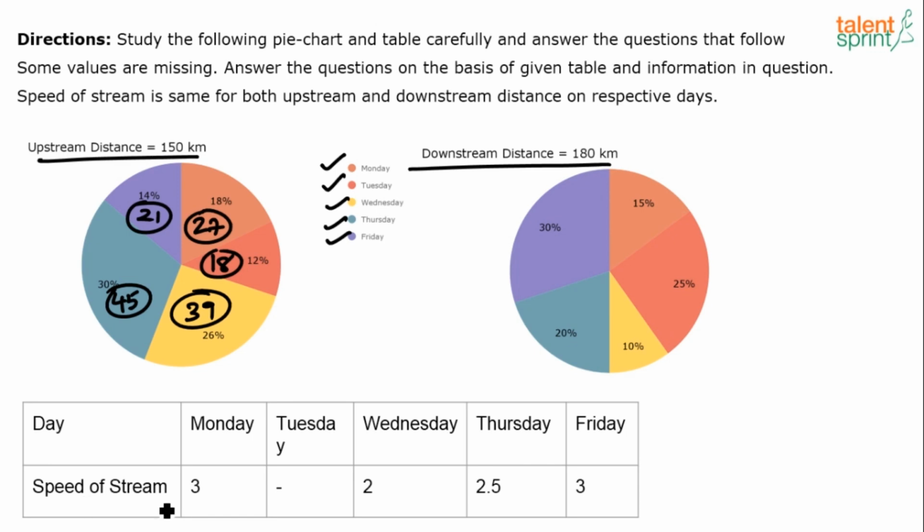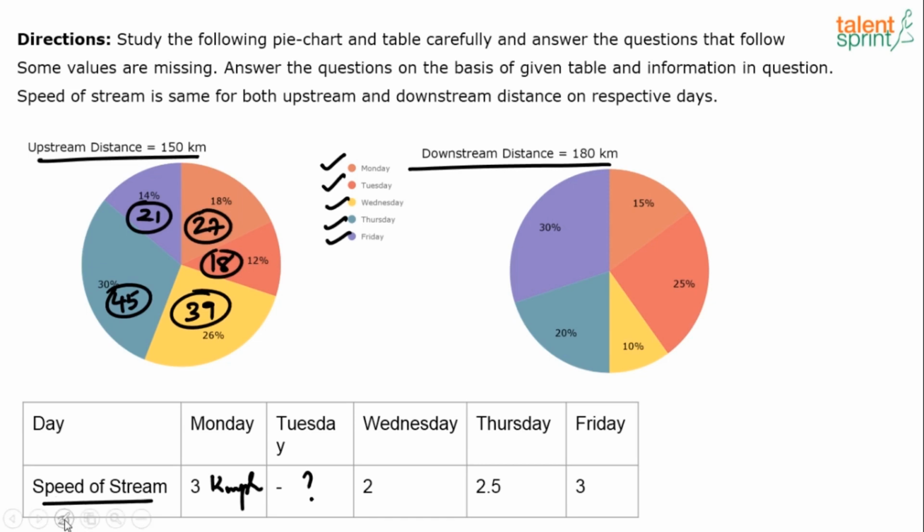What else is given to us? The speed of the stream. So Monday, the speed of the stream is 3 kilometers per hour. I'm assuming it is in kilometers per hour. It's not given anyway, but since the other data points are with respect to kilometers, this also should be in kilometers per hour. So 3 kilometers per hour on Monday, right? Nothing is given for Tuesday. That value is missing here. Wednesday, it should be 2 kilometers per hour. Thursday is 2.5 and Friday is 3.